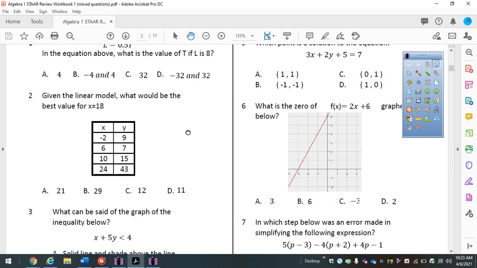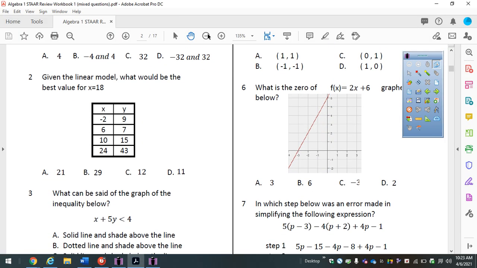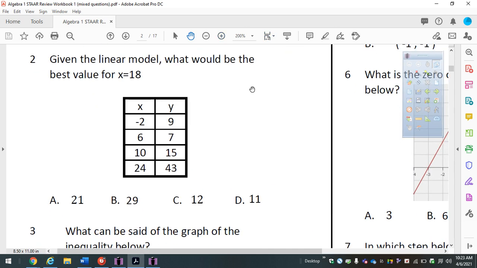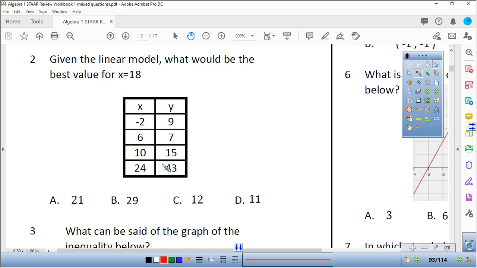Again, I'm trying to use it where you don't use your brain too much. Given the linear model, what would be the best value of x to be? Okay, linear. X to be 18 is right here. Do you agree? So when x is about here, pay attention. When 10 is here, 24 is here. So x to be 18 is somewhere in the middle, between the 43 and the 15. You're okay with that one?